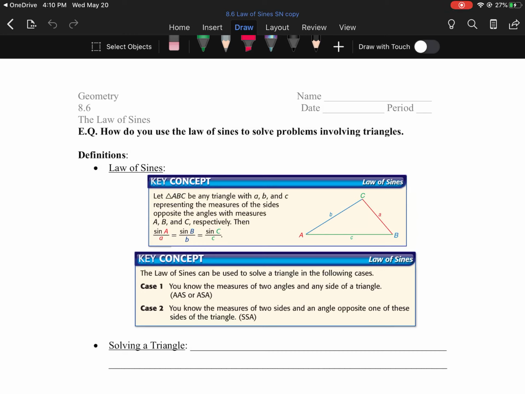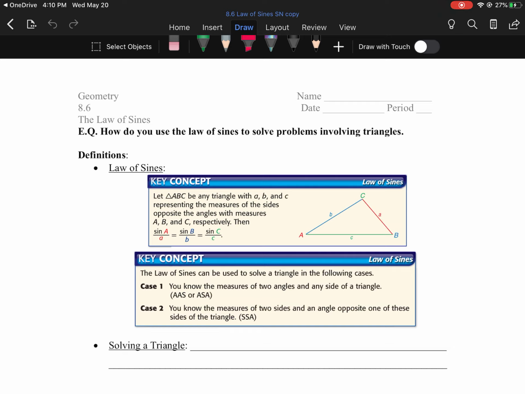Today's lesson is section 8.6, and it is the law of sines. So we only have two lessons left. One is the law of sines, one is the law of cosines. And I bring both of them up because everything we've done so far in chapter 8, dealing with triangles and some type of trigonometry, all of the triangles have been right triangles so far.